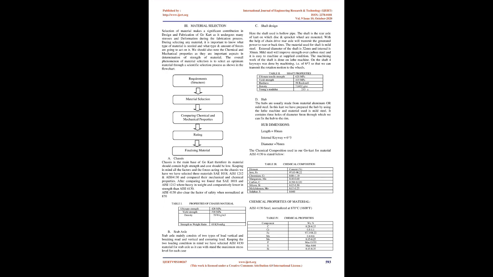During selecting any material, it is important to know what type of material is needed and what type and amount of forces are going to act on it. We should also note the chemical and mechanical properties as they are important aspects in determination of strength of material. The overall phenomenon of material selection is to select an optimum material through a scientific selection process as shown in the flowchart.